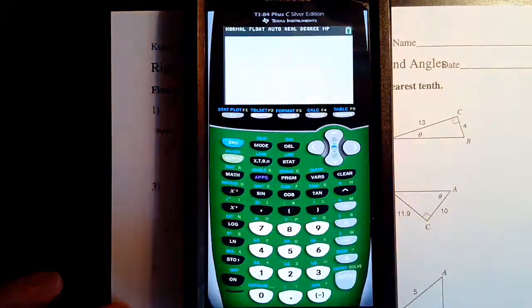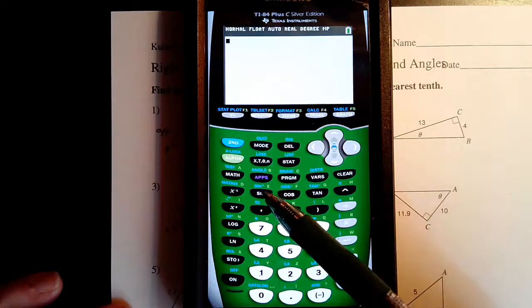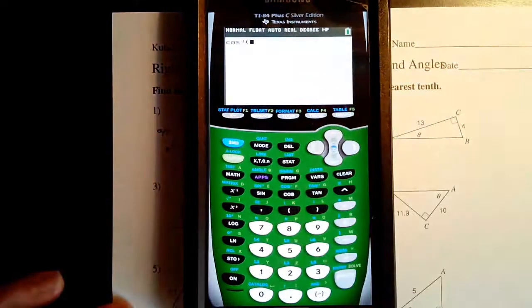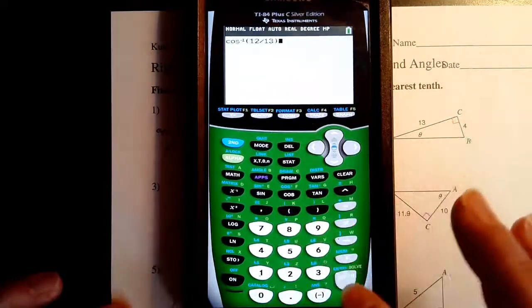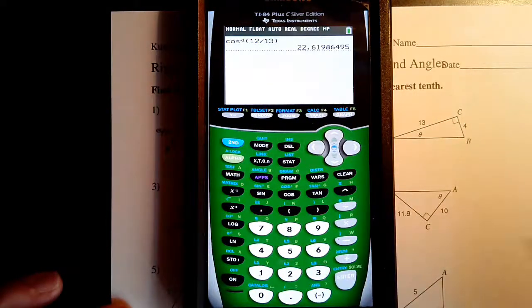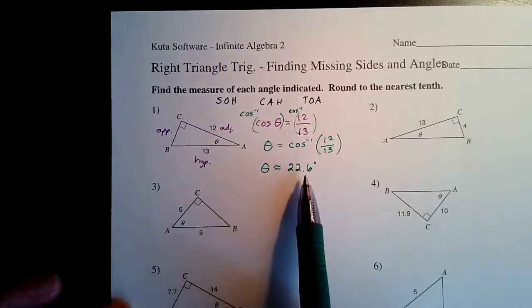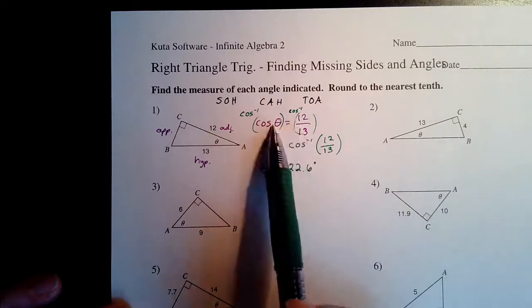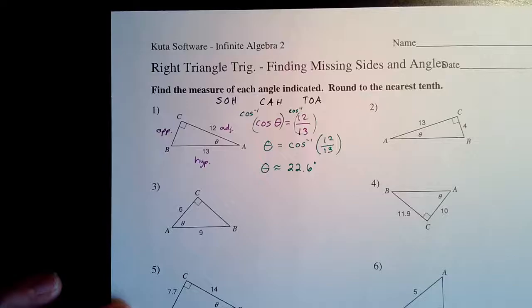Okay. And now you'll see I've got the sine, cosine, and the tangent, but right above it are the inverse functions of those. So I'm going to do the inverse function for cosine, so the inverse cosine of 12 divided by 13. Okay. And that tells me that my angle theta is about 22.6 degrees. So theta is about 22.6 degrees. And we did that by setting up our original trigonometric ratio and then taking the inverse function of both sides.